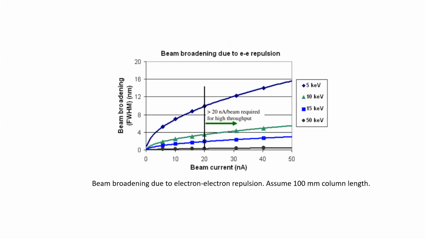Now on the screen, we have beam broadening due to electron-electron repulsion. On the x-axis, we vary the beam current, and on the y-axis, we vary the beam broadening in nanometers. It has been plotted for 4 values: 5 kilo electron volts, 10 kilo electron volts, 15 kilo electron volts, and 50 kilo electron volts. The beam broadening due to the electron-electron repulsion has been shown by assuming that a 100 millimeter column length is present.